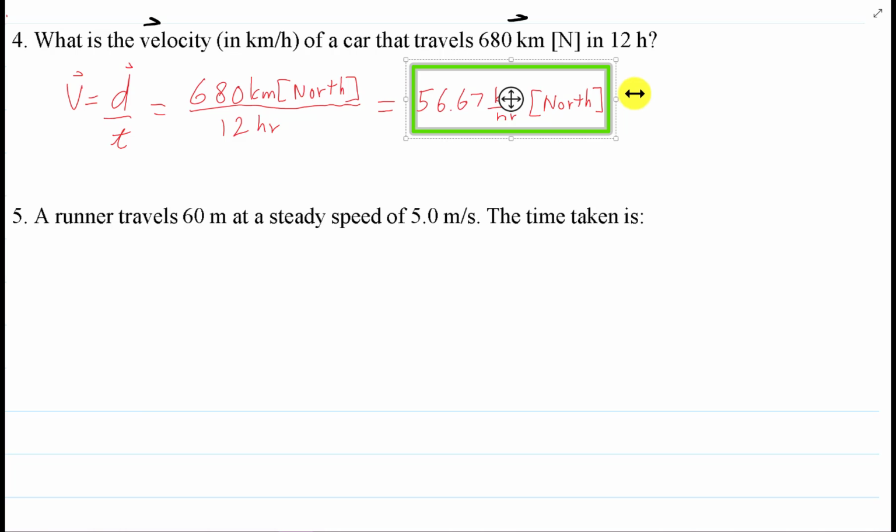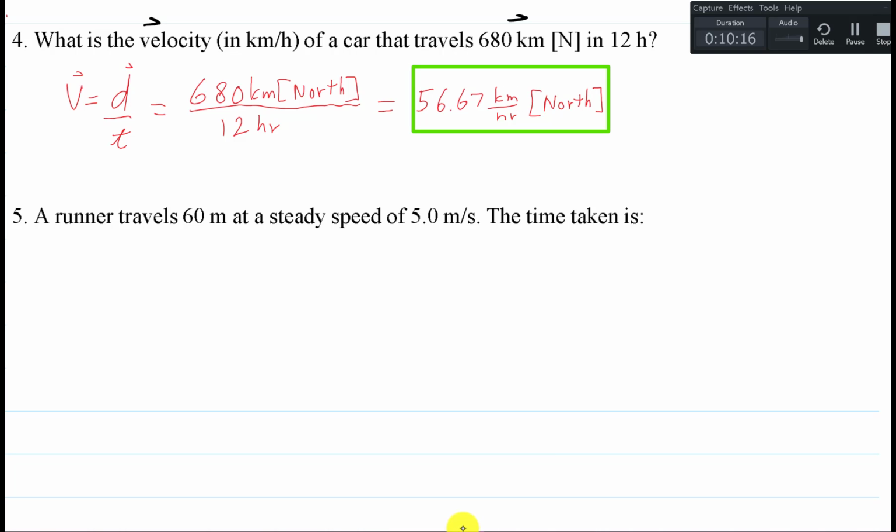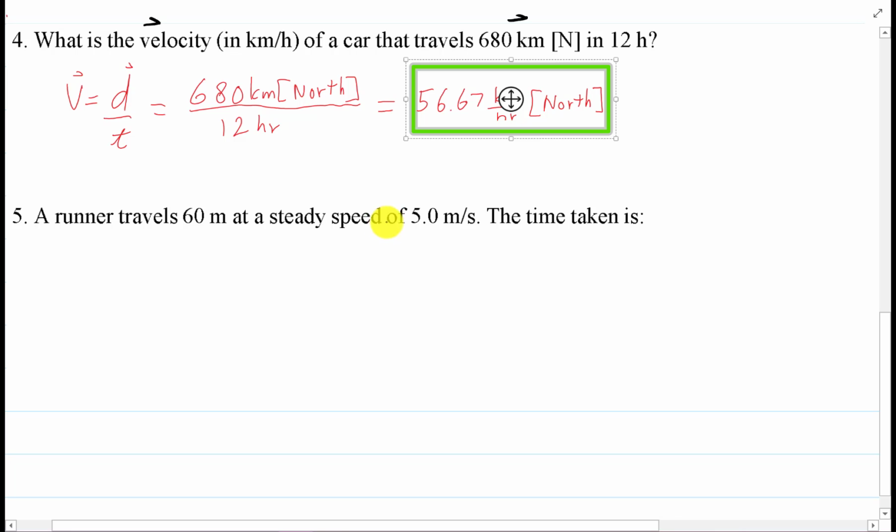And I think, let's resume this. And we're going to do question 5 from the homework. A runner travels 60 meters at a steady speed of 5 meters per second. So this is a speed, right? That's good. And we're given a distance. That's good. Okay, because if we were given a displacement, it would be kind of weird.